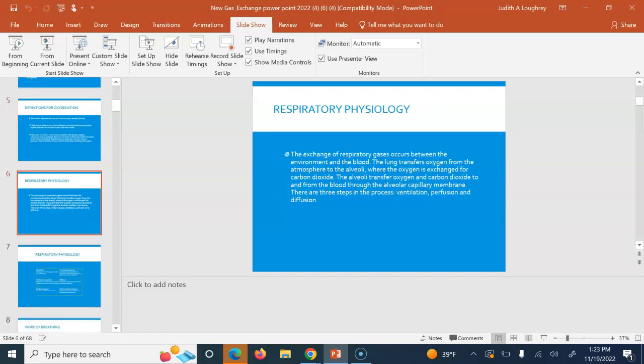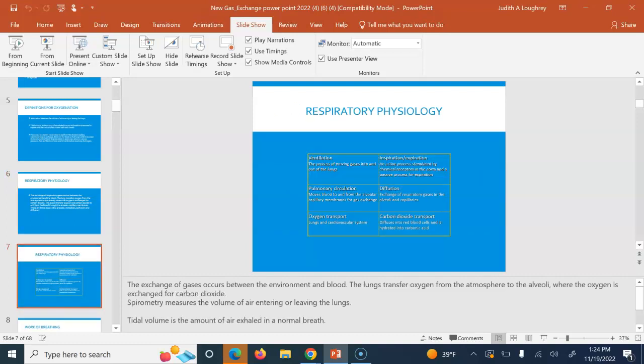So let's talk about respiratory physiology. Basically, the exchange of respiratory gases occurs between the environment and the blood. So the lungs transfer oxygen from the atmosphere to the alveoli, where the oxygen is exchanged for carbon dioxide. The alveoli transfer the oxygen and carbon dioxide to and from the blood through the alveolar capillary membrane. There are 3 steps in that process, and those are ventilation, perfusion, and diffusion. And again, if you review that small video, I think it's only about 1.5 minutes long, it really helps to describe how this process takes place.